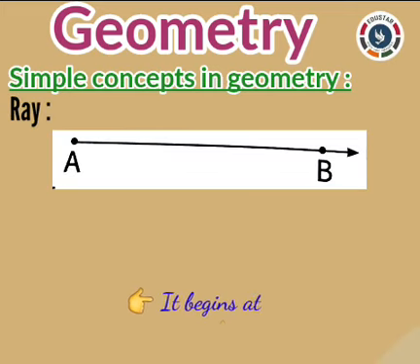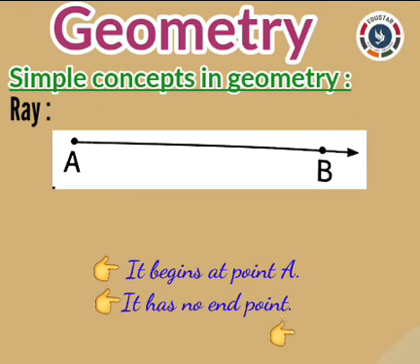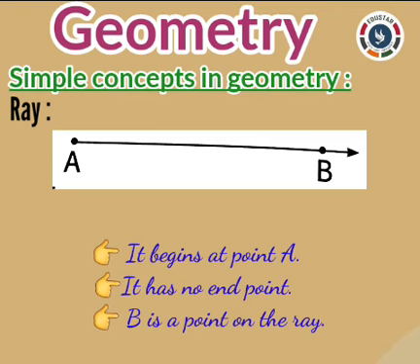Next, ray. This is a ray. It begins at a point A and it has no end point. And this B is a point on this ray. The ray AB is denoted like this.